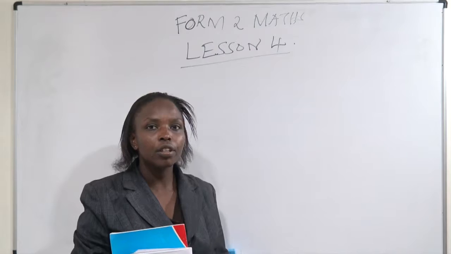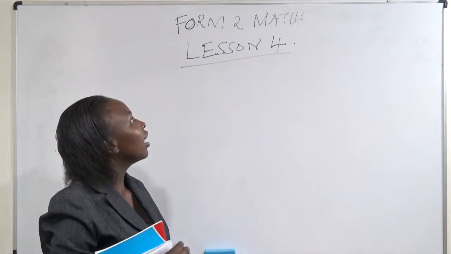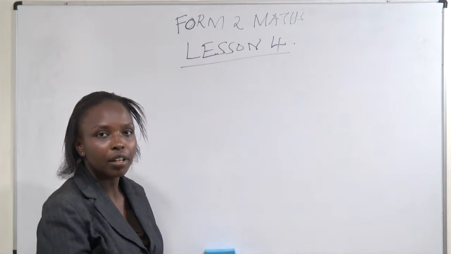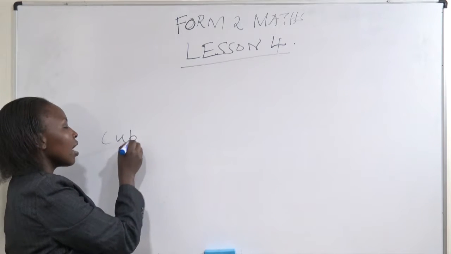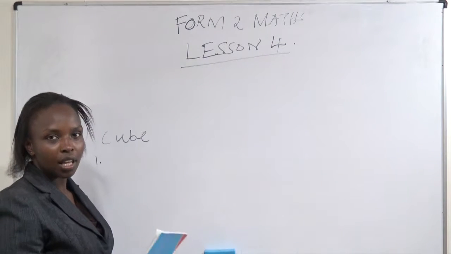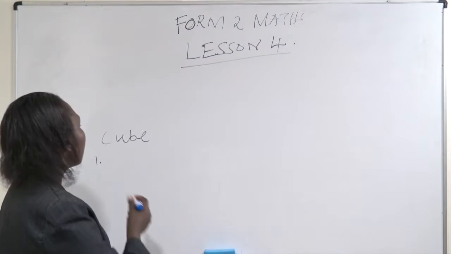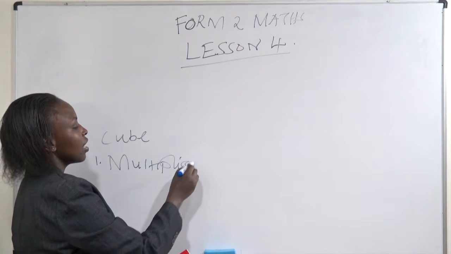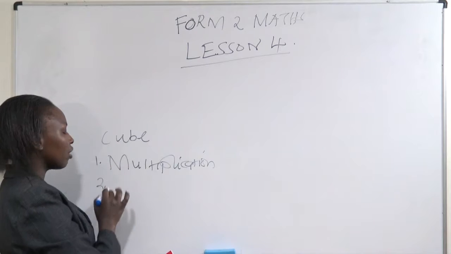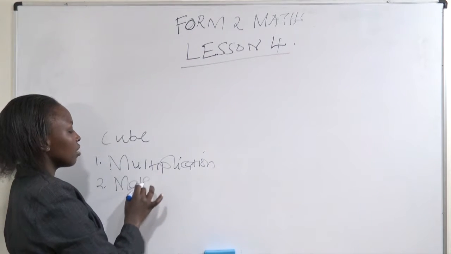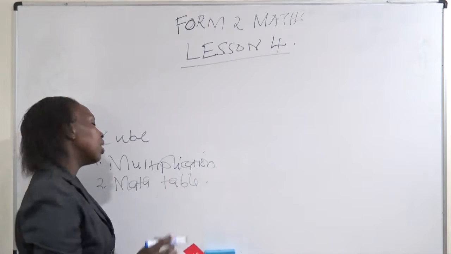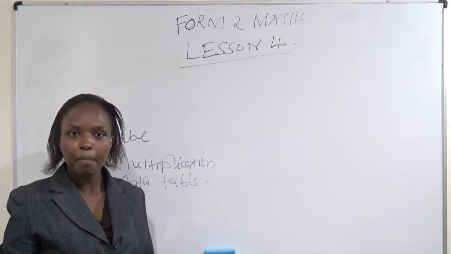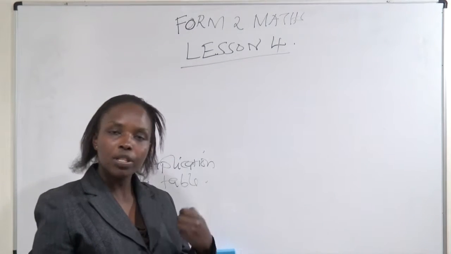And we are still on cubes and cube roots. Maybe I take you back to what we did during our last lessons. We started with a cube. And I told you that we have two main methods that we use to look for the cube of numbers. One of the methods is the multiplication method. And we looked at that. Second, we also use the mathematical table to look for the cube of numbers. So we are going to start our lesson by reviewing what we did last.